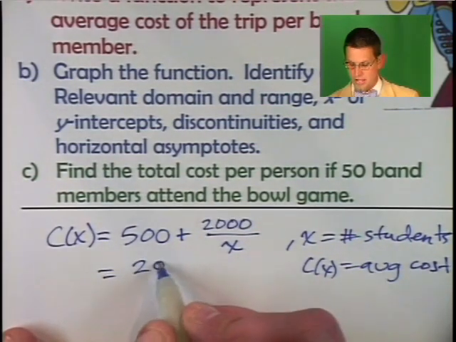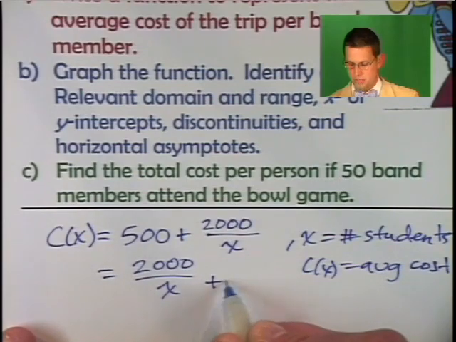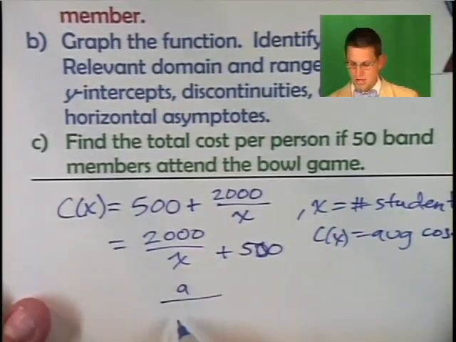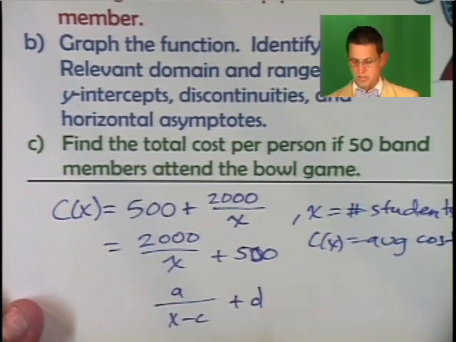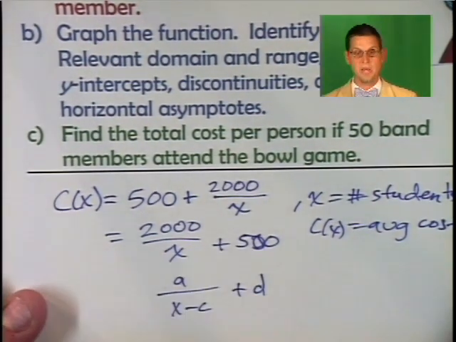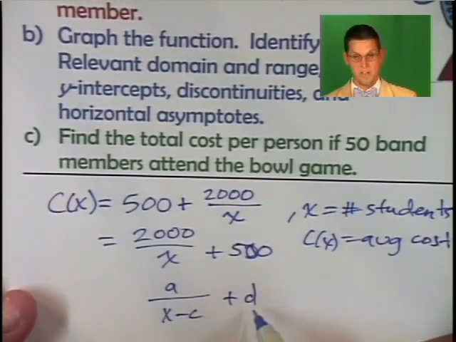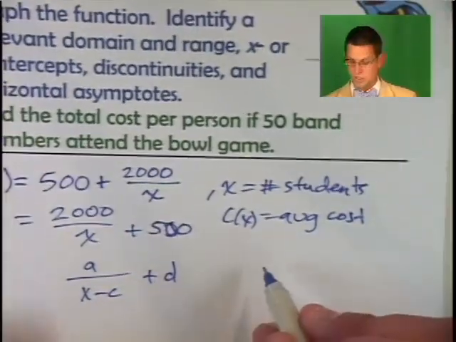If I rewrite that, I get 2,000 over x plus 500. And this is of the form a over c plus d. Well, a is 2,000, c is nothing. We don't have a horizontal shift. D is 500. So remember, that was the horizontal asymptote.